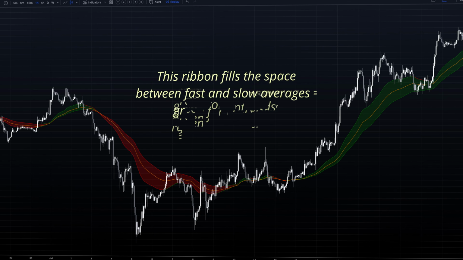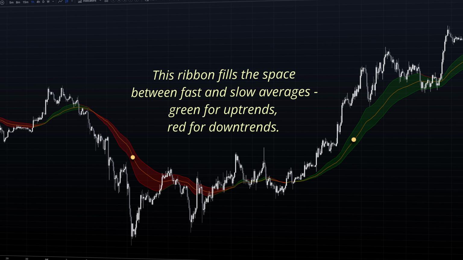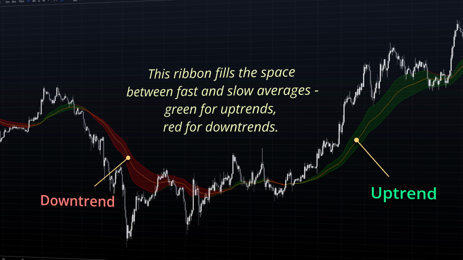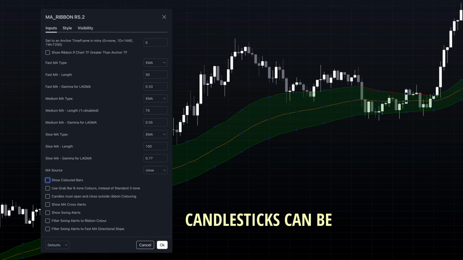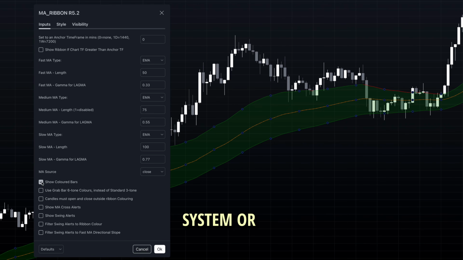The ribbon, drawn between the fast and slow averages, turns green during uptrends and red during downtrends, helping identify trend strength and trading opportunities. Candlesticks can be colored using a simple 3-tone system or a detailed 6-tone grab scheme to highlight price action around the ribbon.